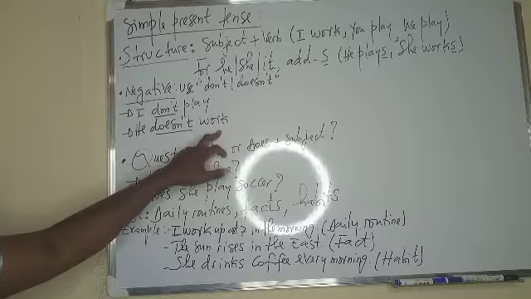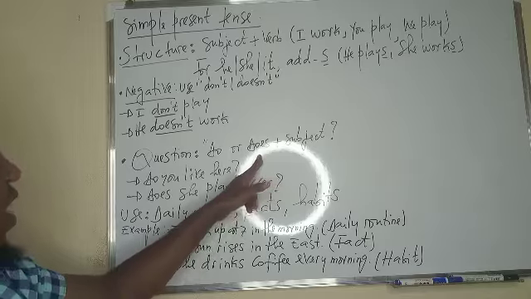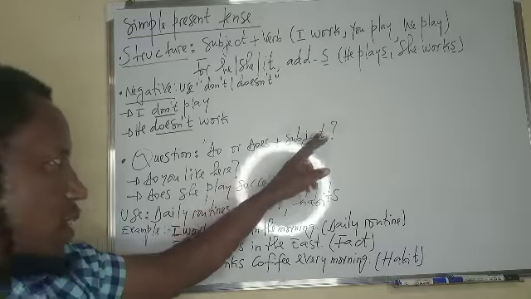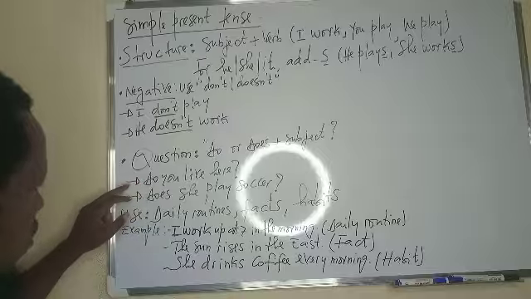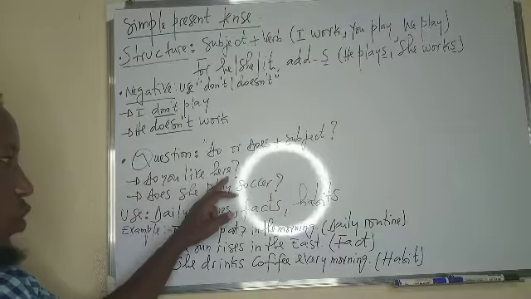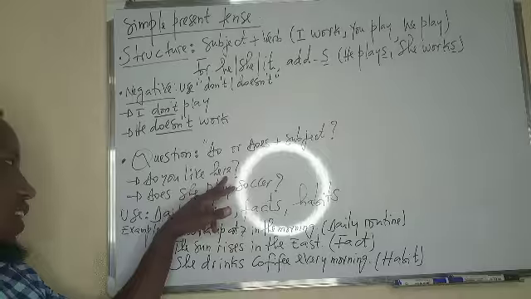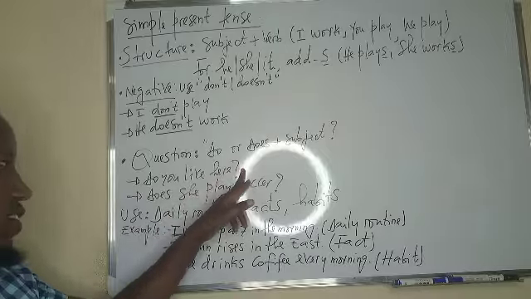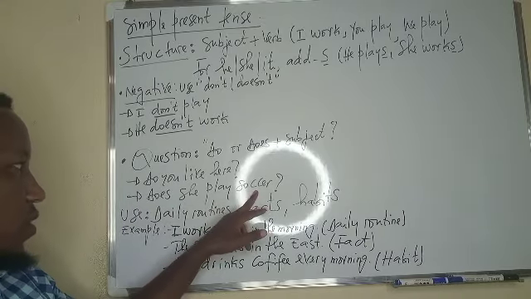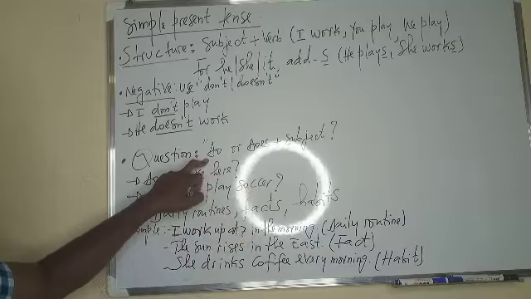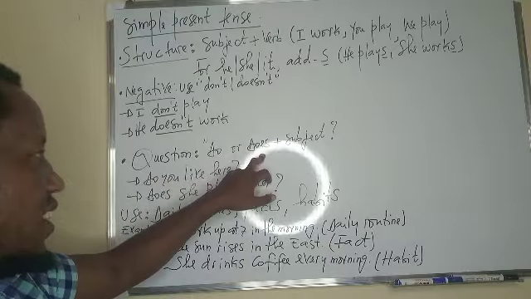Then we move to the question. We use do or does as auxiliary verbs in the question or interrogative form, plus the subject, and then we add the question mark and a rising intonation. We have examples here. We say, do you live here? Normally we never say you live here. We say, do you live here? And then a question mark because you are asking. And then, does she play soccer? Does she play soccer? Do is applicable to the subjects I, we, you, and they. And does is applicable to he, she, and it.